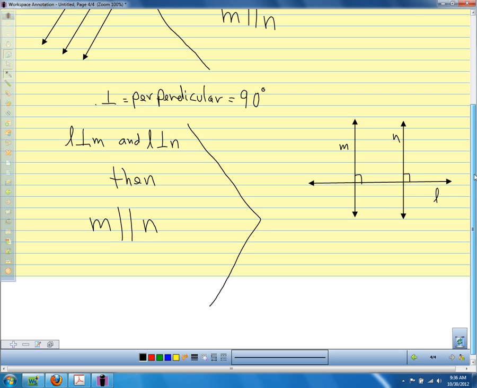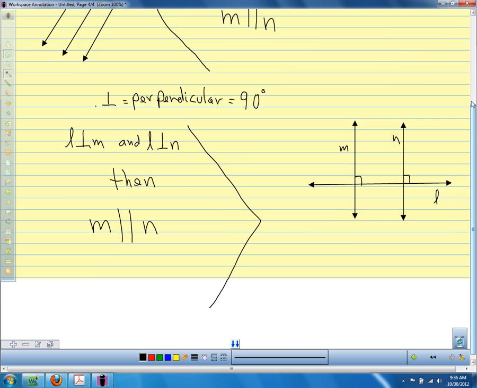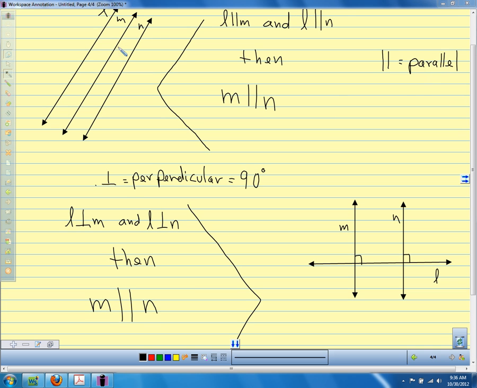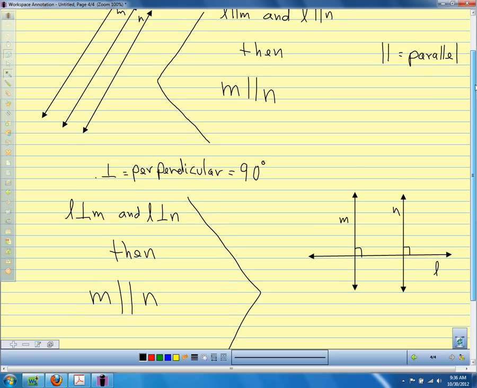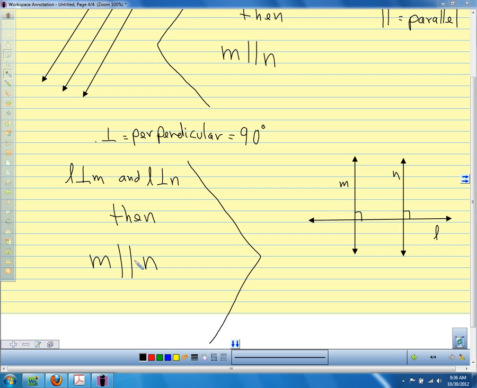So this just gives us two other ways to figure out that lines are parallel. If they're each parallel to a third line, then our lines are parallel. And if they're each perpendicular to a line, then our lines are parallel. So we have a bunch of ways now that we can prove that two lines are parallel. Any questions on the graphic organizers?